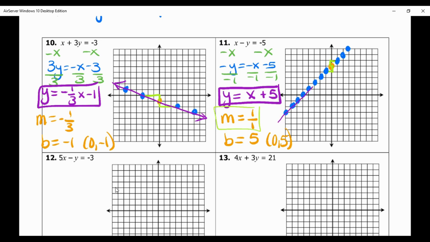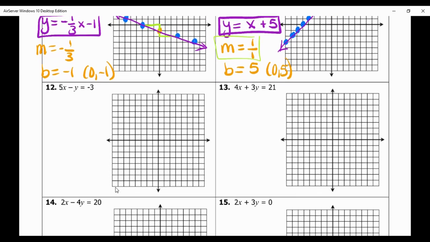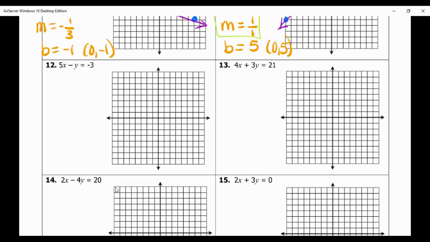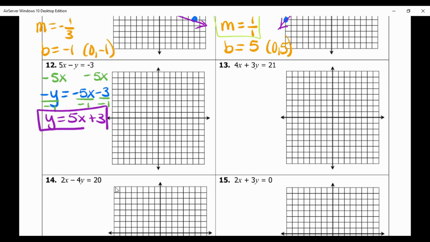Once we've graphed all of our points, we're ready to connect and extend. First step, solve for y. So we're going to subtract 5x first. Don't forget about that negative in front of the y. And try to write your x term first. Finish solving for y. Then we're ready to identify the slope and the y-intercept because now it's in slope-intercept form.